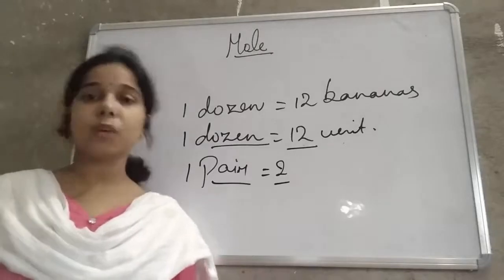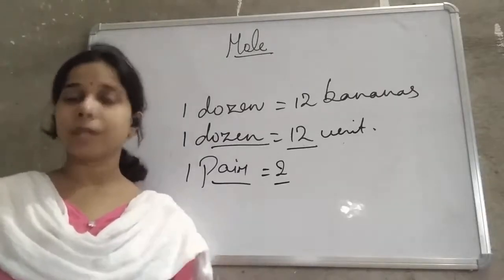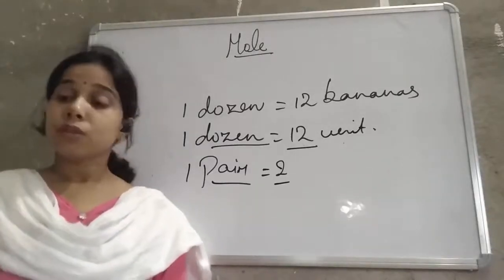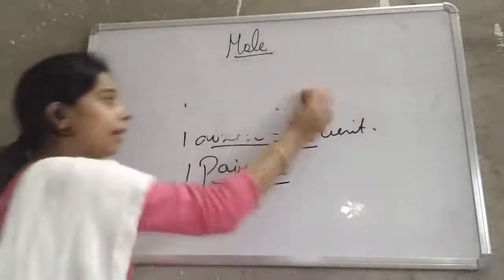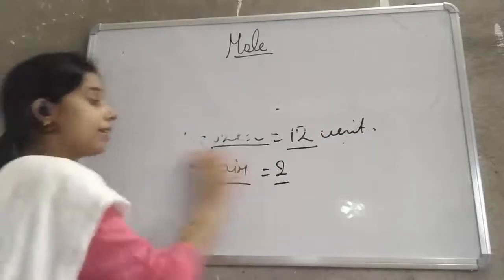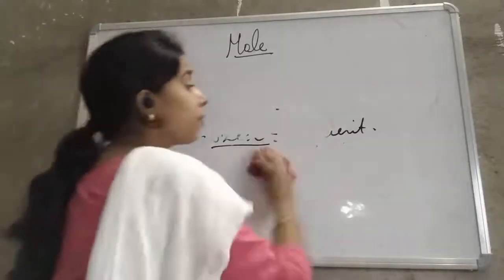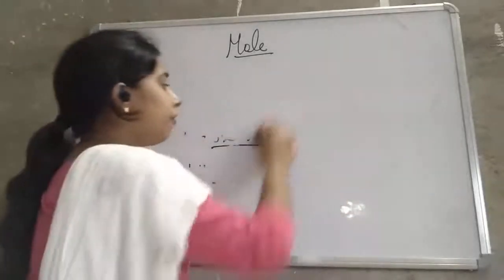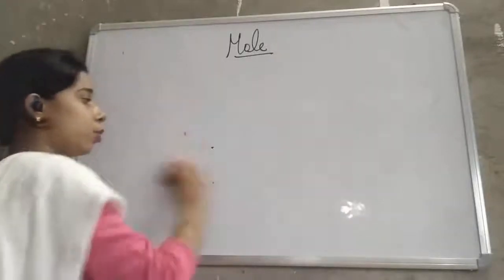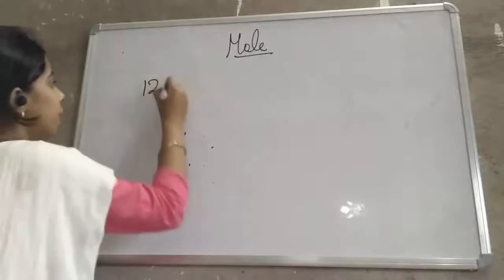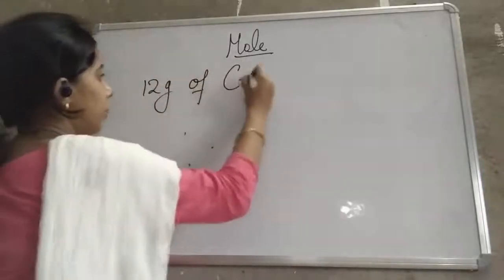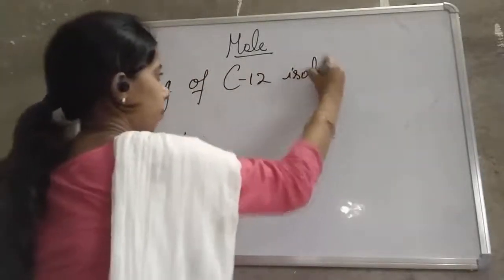The same thing applies to the number of atoms, or the mole. Students, while finding the mass, we had taken a reference unit. The standard reference unit was 12 gram of the carbon-12 isotope. Right? So 12 gram of the carbon-12 isotope.